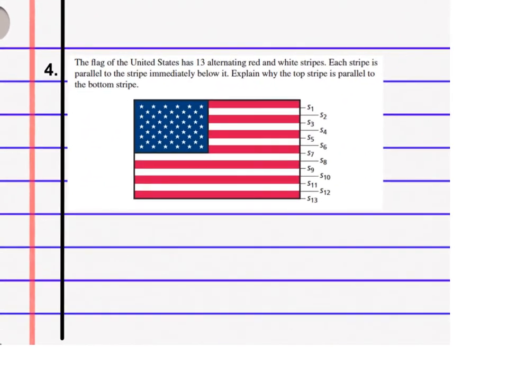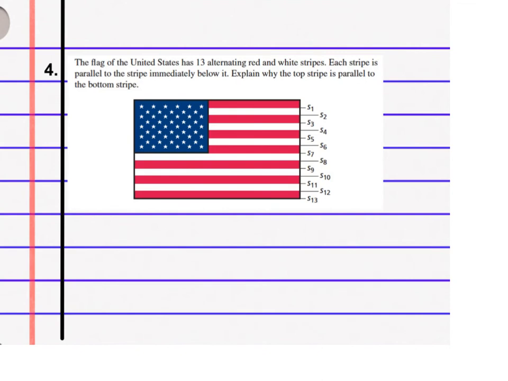All right, here is our last proof. So you can draw the picture or you can write the words. You don't necessarily need both. I'll read it just as you're kind of writing it here. So the flag of the United States has 13 alternating red and white stripes. Each stripe is parallel to the stripe immediately below it. Explain why the top stripe is parallel to the bottom stripe.